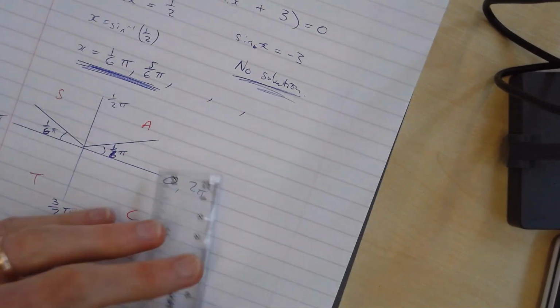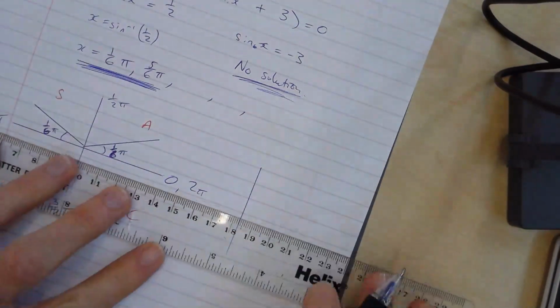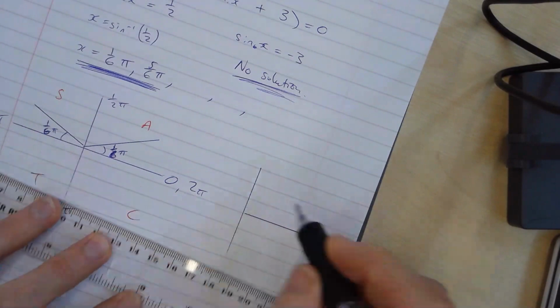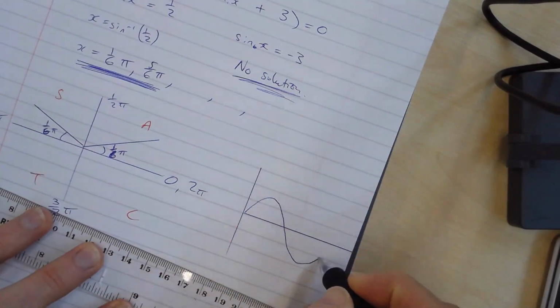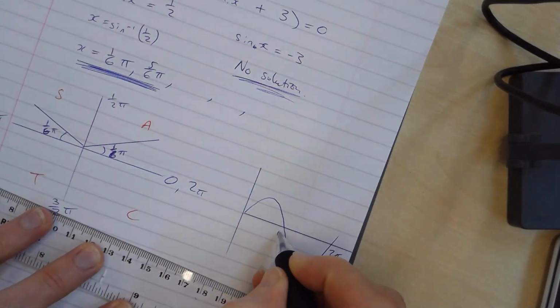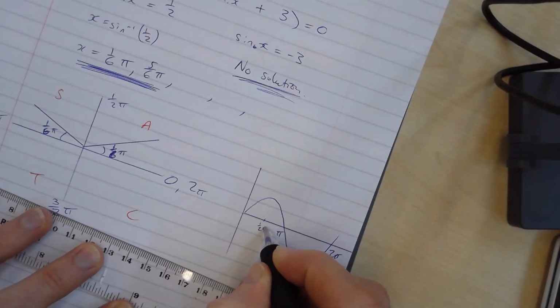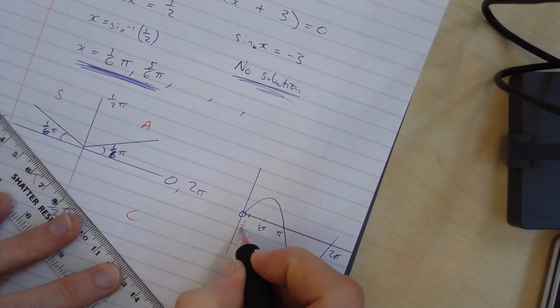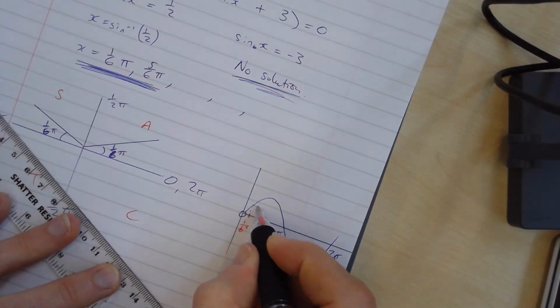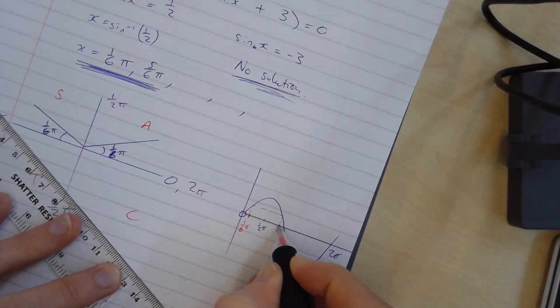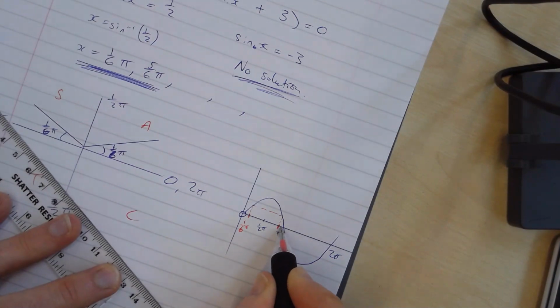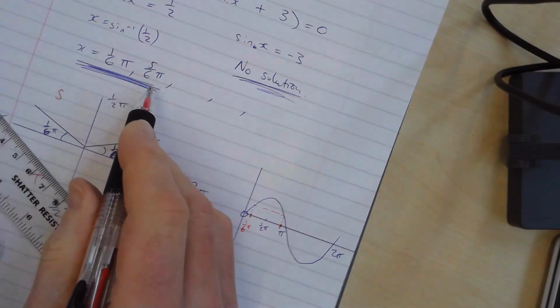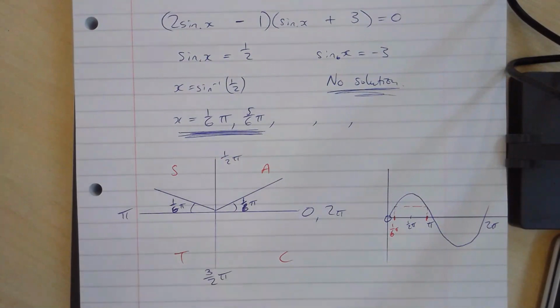And if you had done the graph instead, quick little look what that would look like. Sine curve. There we go. Go up at 1/6 pi. Up, along, back down again. And there is pi, take away that 1/6 pi, and you get your 5/6 pi. Okay, that's the end of question 4.